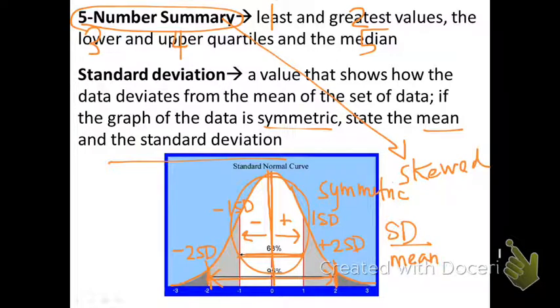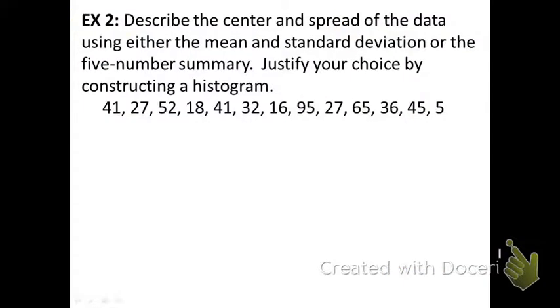We will apply it later. So we will be looking for mean and standard deviation if it is symmetric. If it is not symmetric, then we will be looking for the 5-number summary. So on example 2, you're going to describe the center and spread of the data either using the mean and standard deviation if it's symmetric, or the 5-number summary if it is not. So we're going to justify what we chose by constructing a histogram with these values.